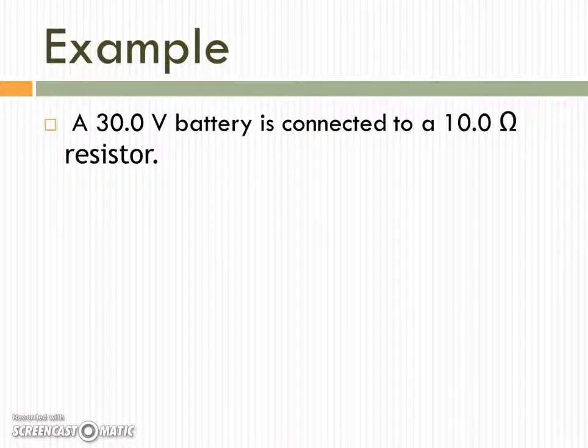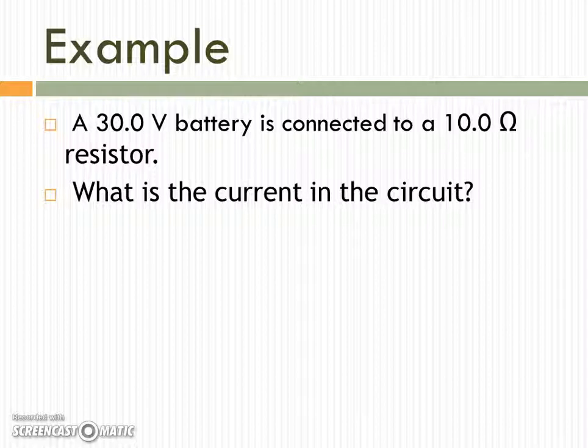So for example, let's try to find current here. We have a 30-volt battery connected to a 10-ohm resistor. What is the current in the circuit? V equals IR is another way to write that. This is how you will see it in your reference packet, so don't get confused by that. So V is 30, I we do not know, that's what we're looking for, and 10 is our resistance in ohms. So 30 divided by 10, your I is 3 amps.